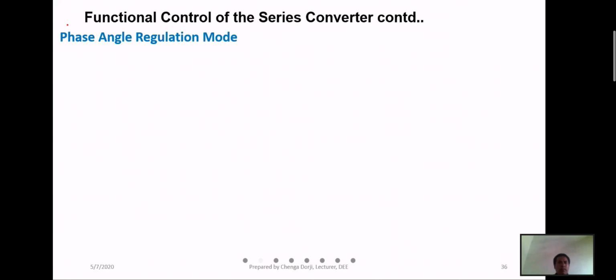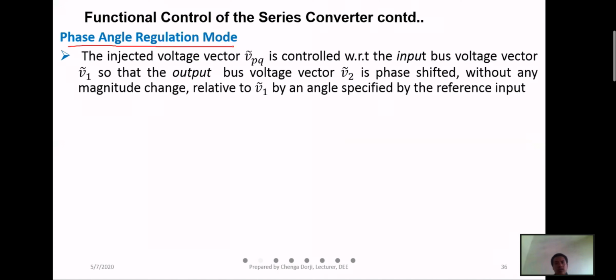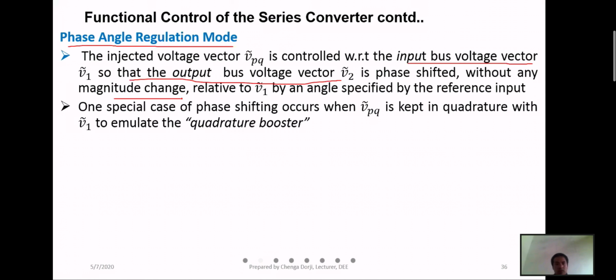And the last one is PAR, phase angle regulation mode. You are regulating the phase angle to control the power flow, external control. The injected voltage is controlled with respect to the input bus voltage vector V1 so that the output bus voltage V2 is phase shifted, meaning either lag or lead, without any magnitude change. So here the magnitude will not be changed, but the angle will be changed in phase regulation mode. Quadrature booster, that is it.